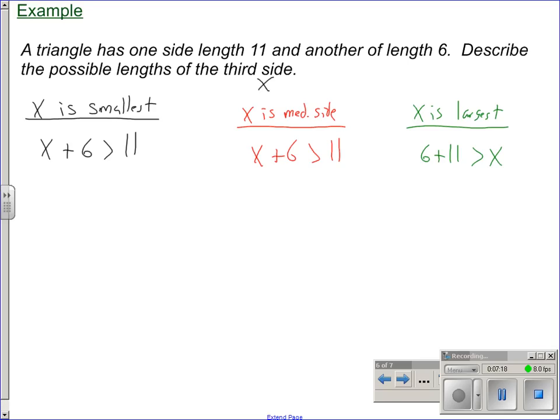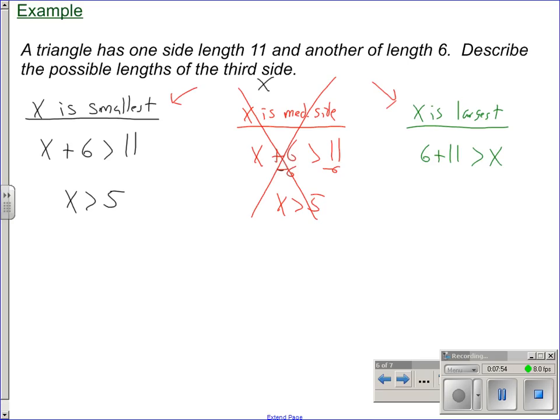X is the smallest, medium size, or it's the largest. Now, we're just solving for X. So this is the idea of the setup here. To solve for X, subtract 6. X has got to be greater than 5. Here, we're going to do the same thing. Subtract 6, X is still greater than 5. Now notice we're getting the same results here. So, when you do this kind of problem, you don't need to do this one. Really, what you got to check is, what if X is the smallest side, and what if X is the largest side? This is where you're going to get your answers from.